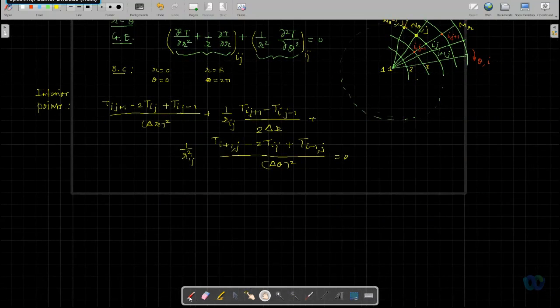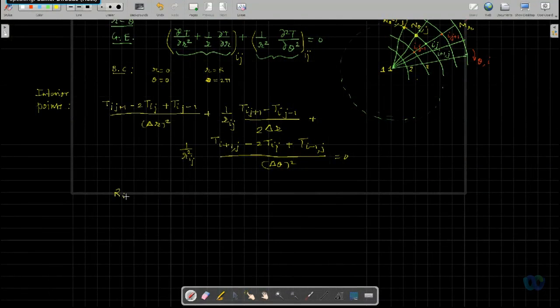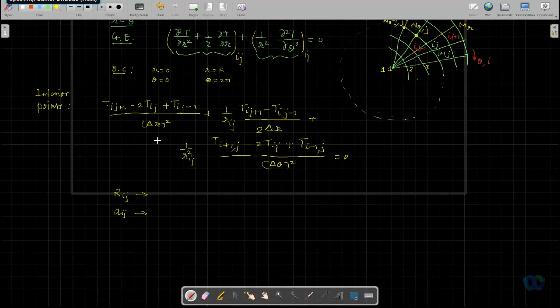Similarly you can find the residual for this, and the coefficients for this. You can find the central coefficient and residual. I'm not going to write those again, you understand now. This has to be done for i running from 2 to n theta minus 1, since i is the index for theta.